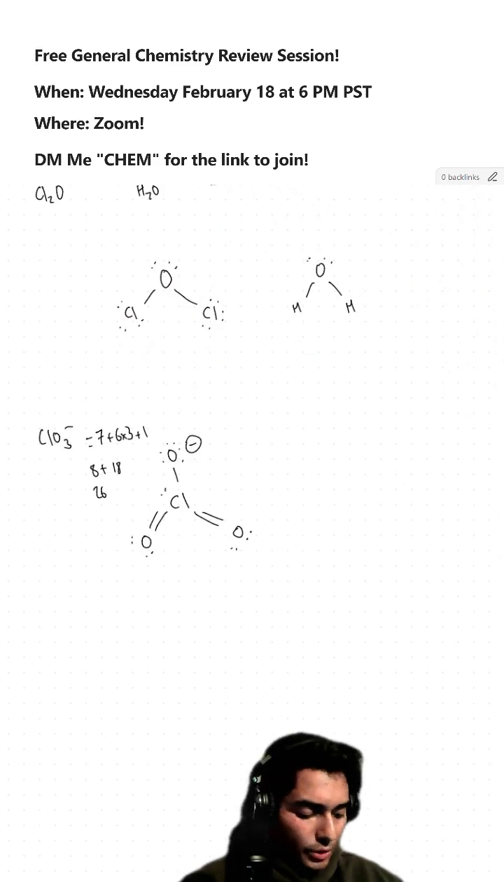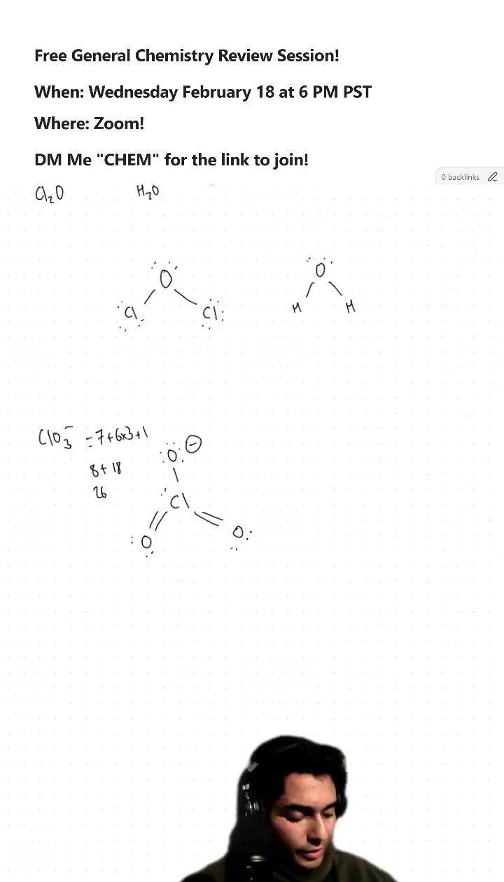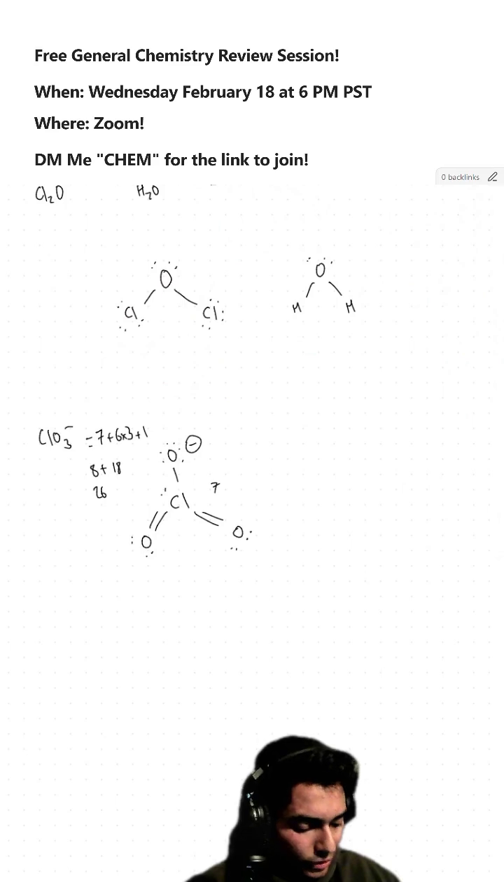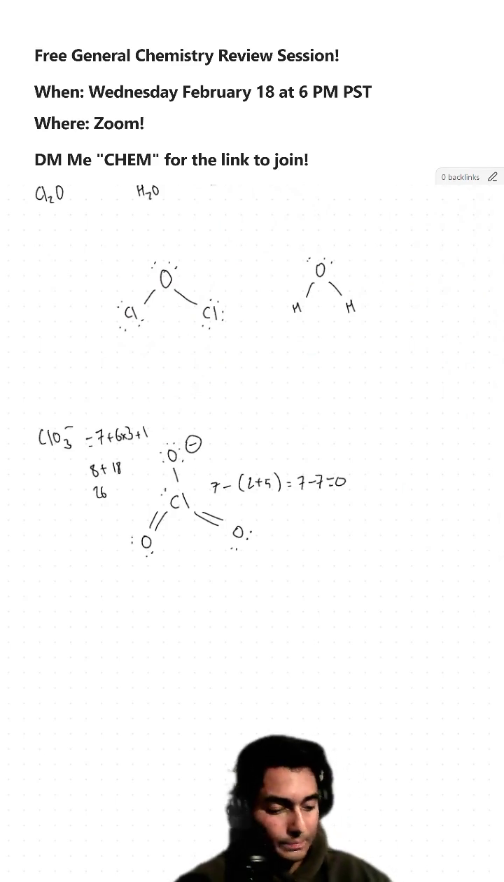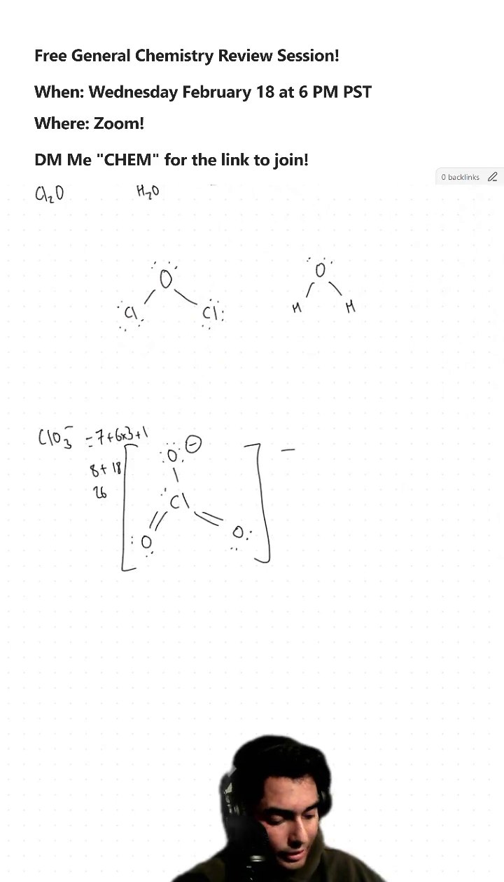So I know that chlorine likes to have 7, right? Because I have 7 valence electrons minus how many dots plus lines? 1, 2, 2 dots. How many lines? 1, 2, 3, 4, 5 lines. So 7 minus 7 equals 0. Okay, so overall I have a -1 charge, just like that.